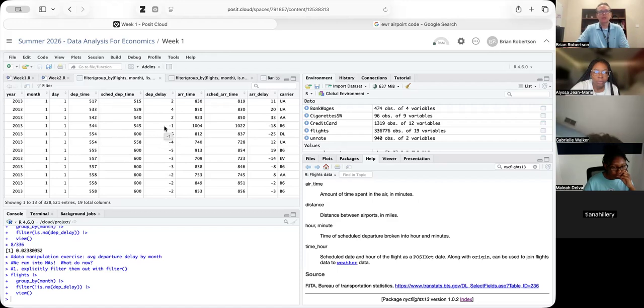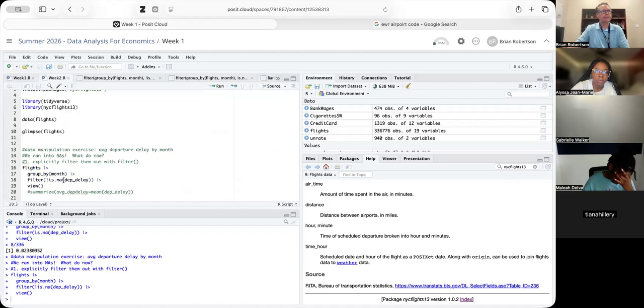I may want to define on time as any flight that departed no later than, let's say, 5 minutes after its scheduled departure time, or maybe no later than 10 minutes after its scheduled departure time. Maybe that's a way we want to define that.